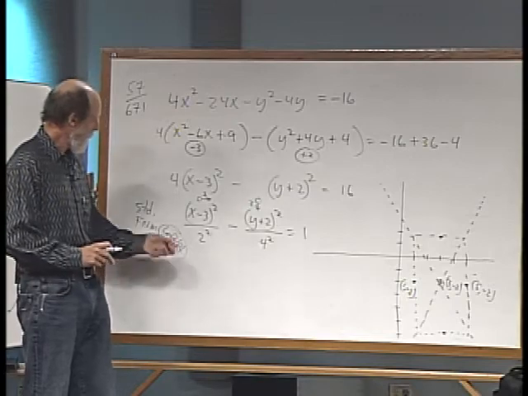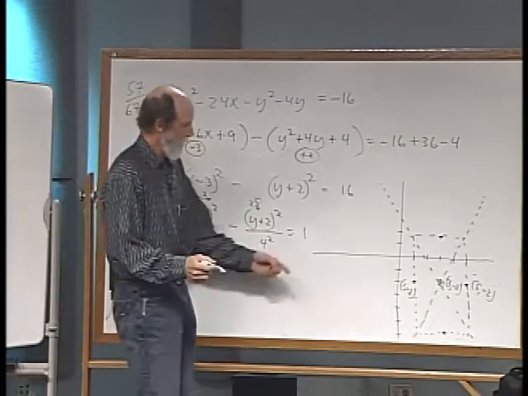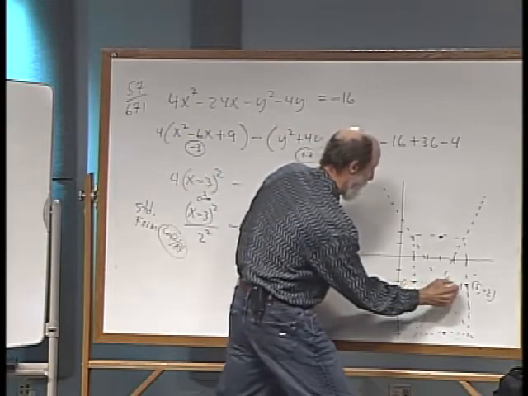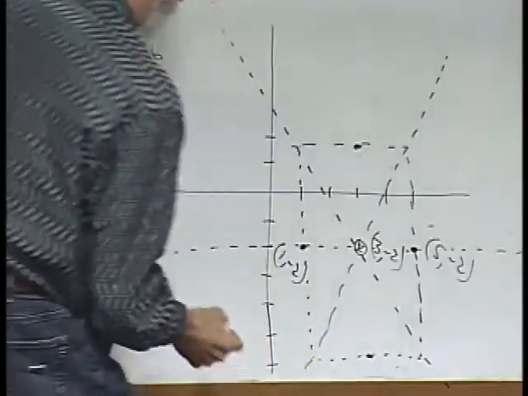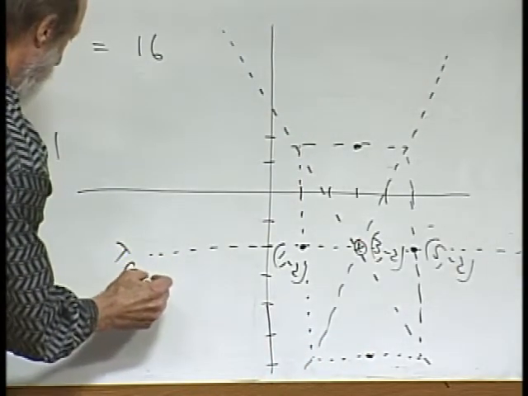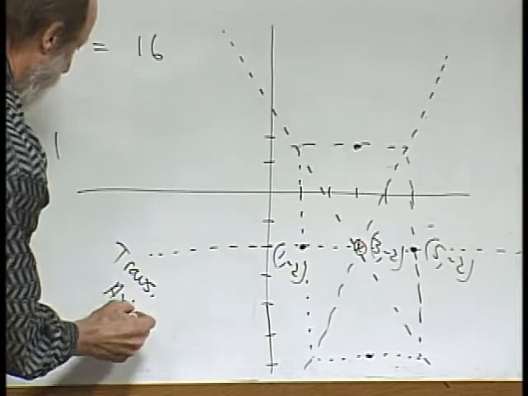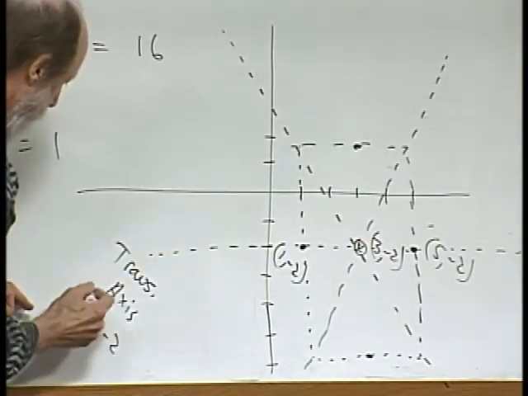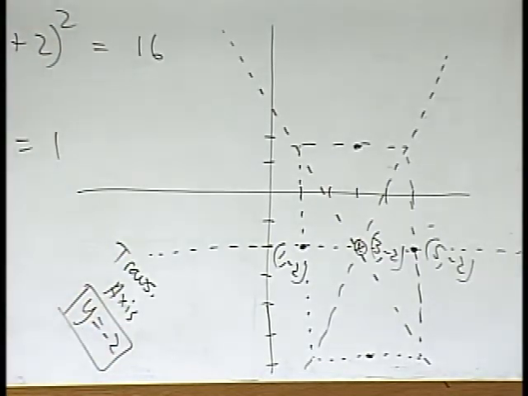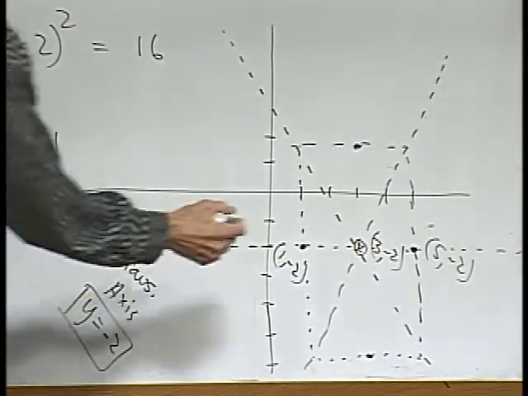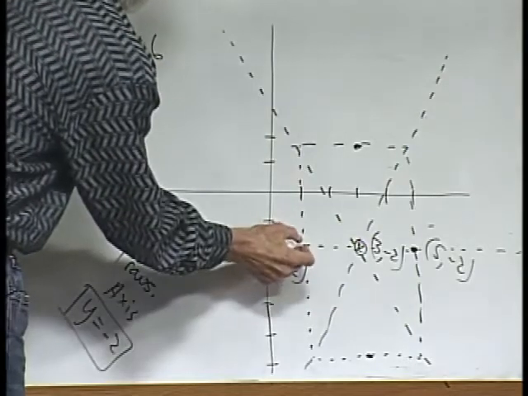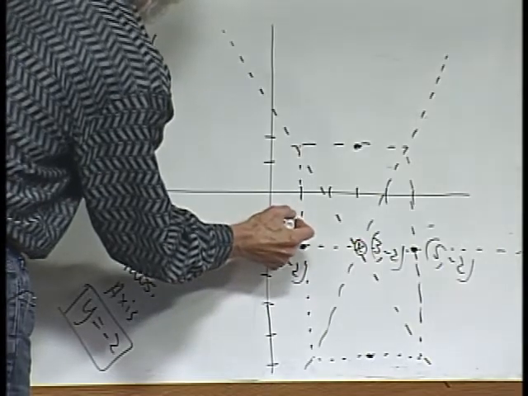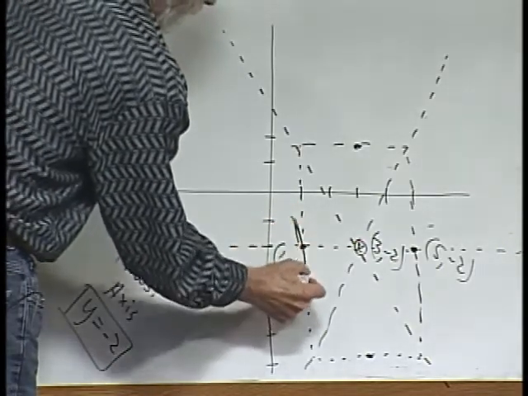Now, since it's a left-right opening one, what you should also observe is that your transverse axis is right there. The equation of it is y equals -2. Your branches are going to be wide sweeping, it looks like, and I'm not even going to draw them yet. All I know at this point is they're going to do something like this.